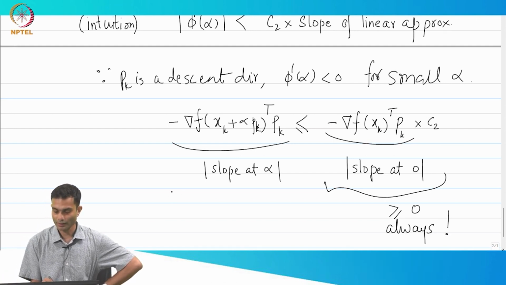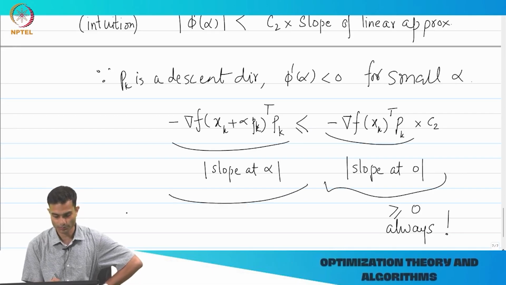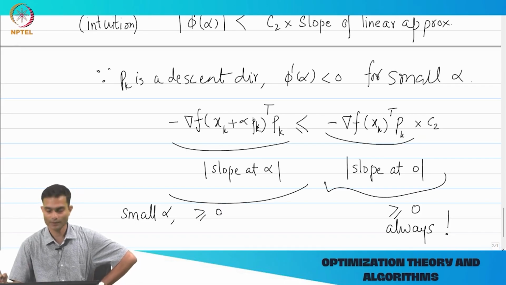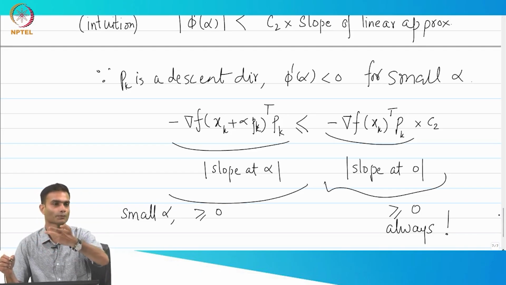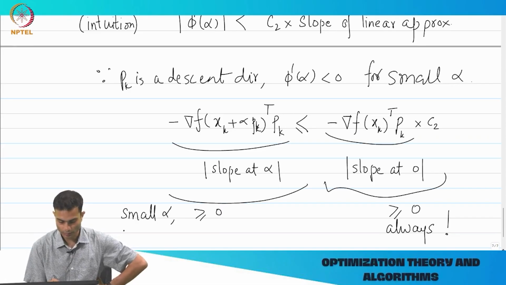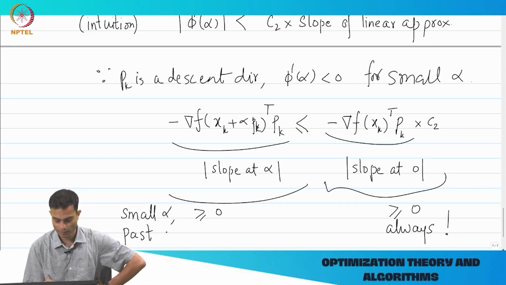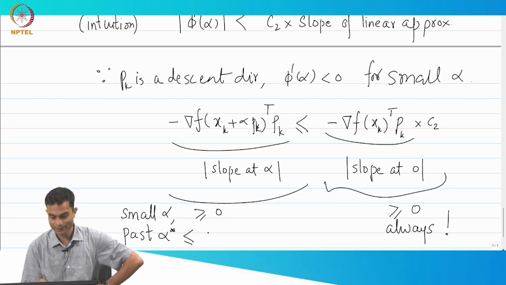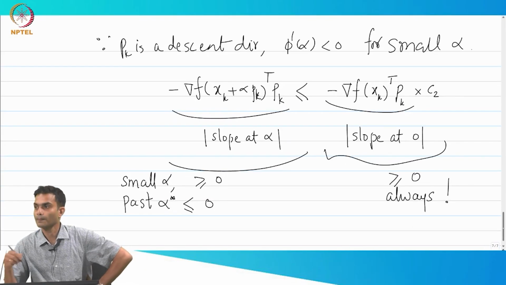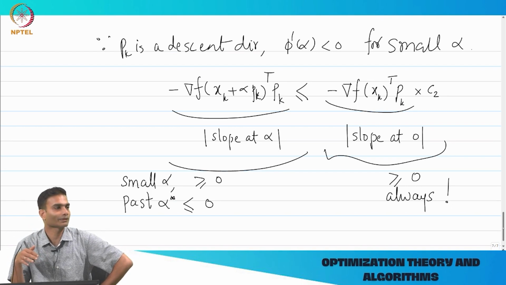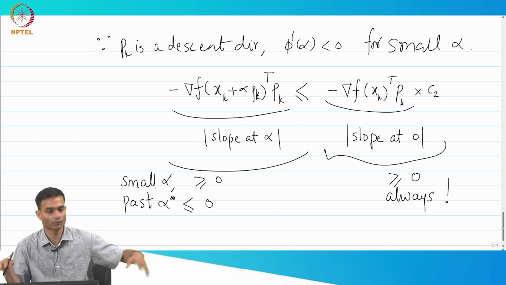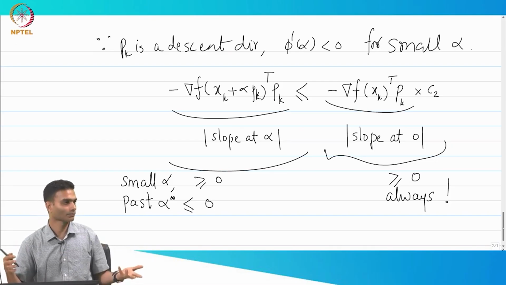On the other hand, for small alpha, this is greater than or equal to 0, and that is when this inequality made sense. The moment I go past a stationary point, this flipped sign, right. So past alpha star, let us say, this became less than or equal to 0. If this became less than or equal to 0, is there any problem in satisfying this inequality? I have minus 100 on the left hand side being less than or equal to, let us say, plus 50. There will never be a problem with this.